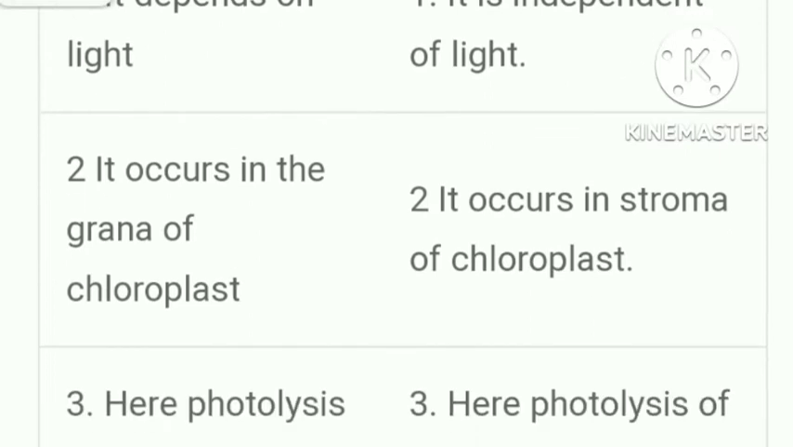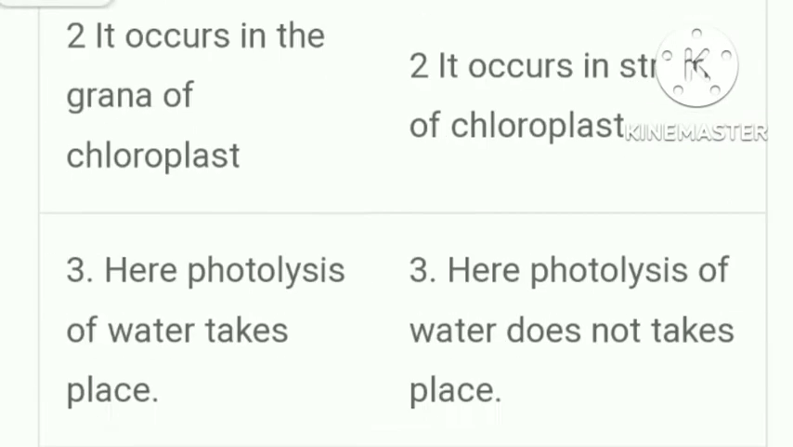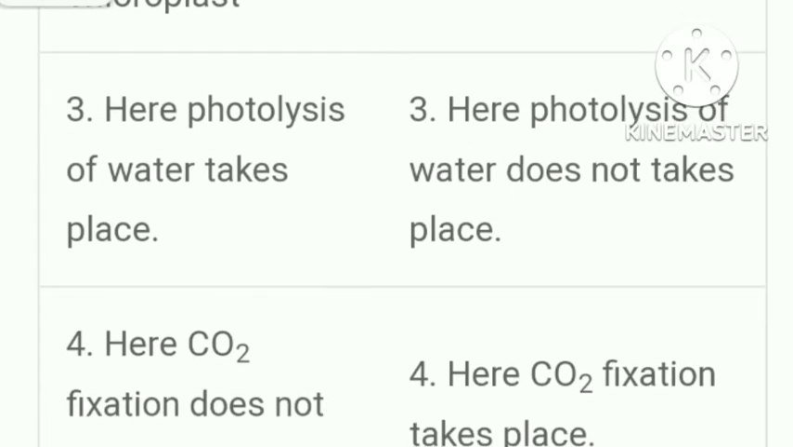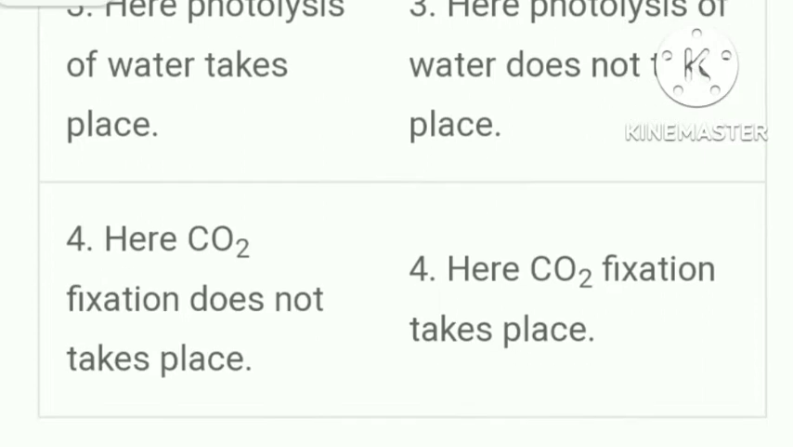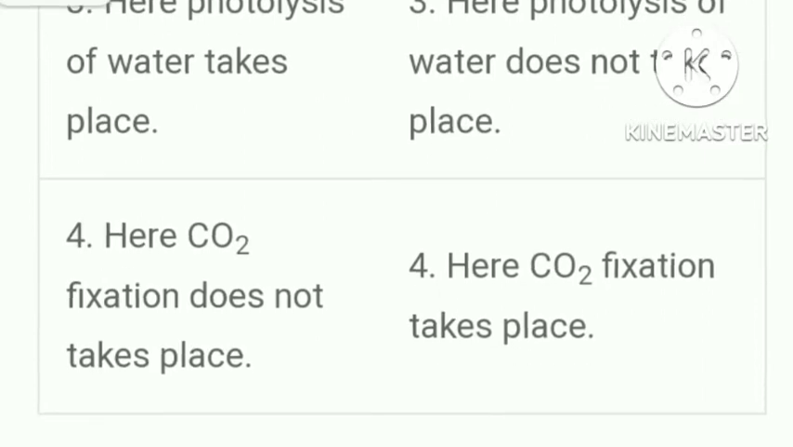It occurs in the grana of chloroplast. It occurs in stroma of chloroplast. Here, photolysis of water takes place. Here, photolysis of water does not take place. Here, carbon dioxide fixation does not take place. Here, carbon dioxide fixation takes place.